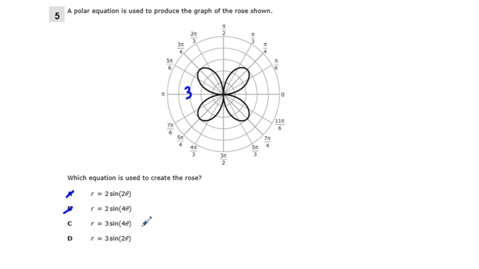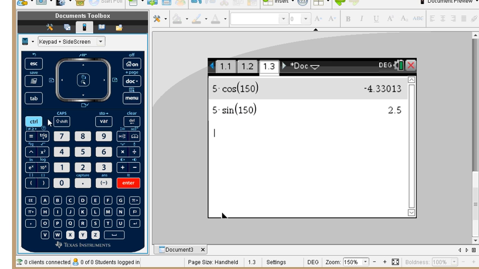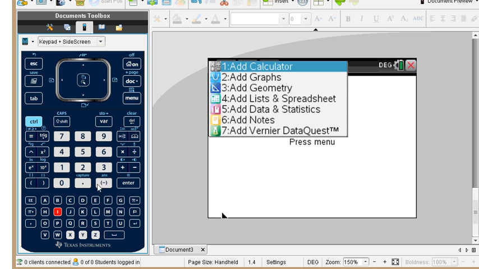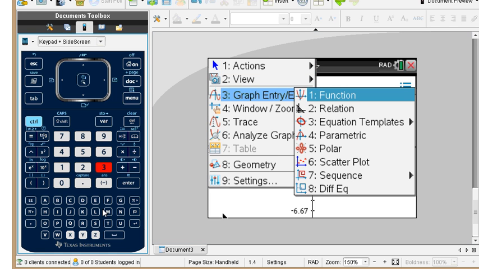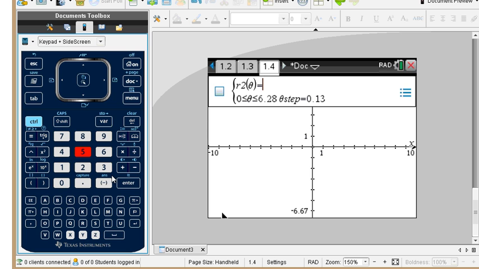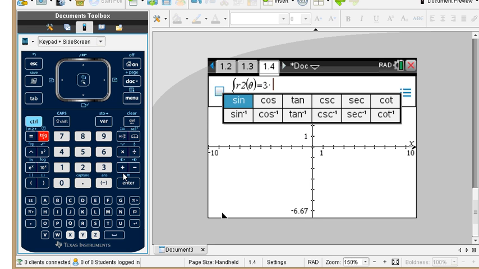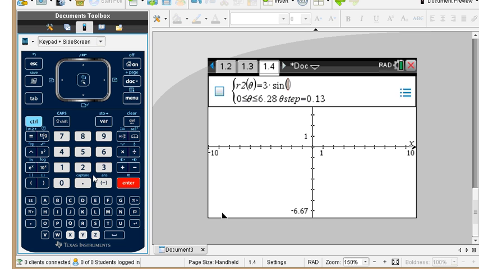So for choices C and D, which look like possibilities still, we can enter these as polar equations in our calculator. So we go to our calculator, and we get a page here. We push Control I for new page, add graph, get a graph polar equation, we go to menu, 3, 5 polar, and we put in 3 times sine of 4 theta.